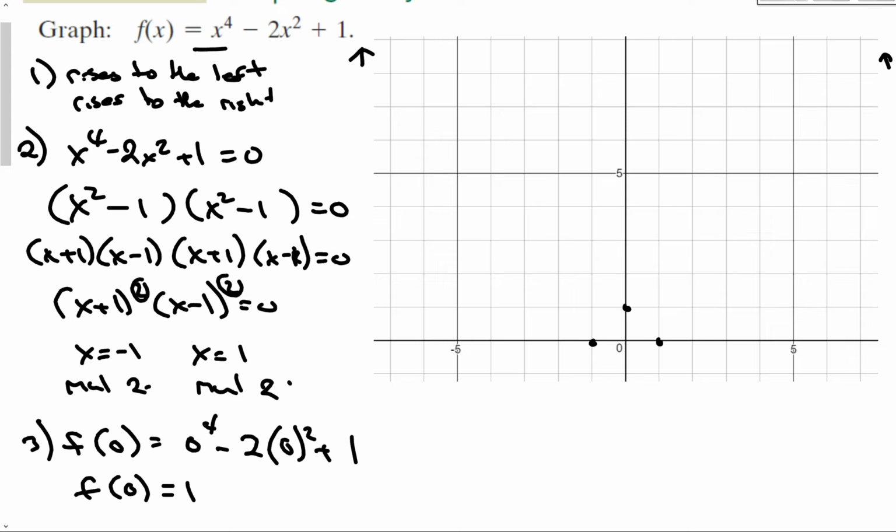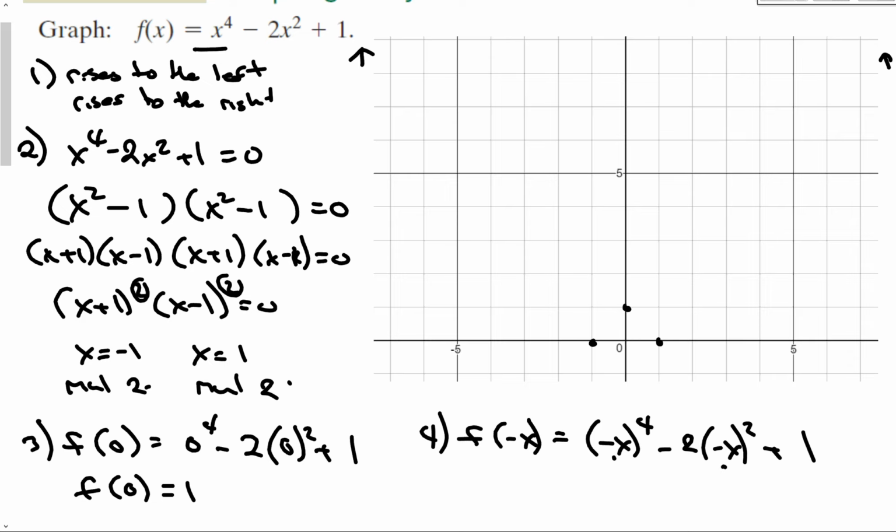And I maybe want a little bit more information. So let's use step 4 and plug in f of negative x to determine whether this function is even or odd, which then gives me negative x to the 4th power minus 2 times negative x squared plus 1. That turns positive, that turns positive, so my function is still x to the 4th minus 2x squared plus 1, which means this function is even.